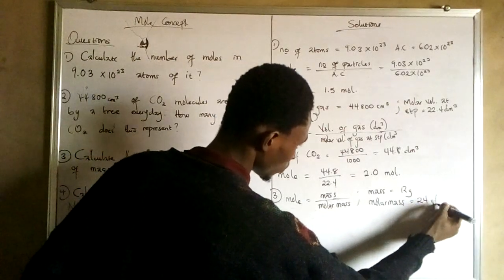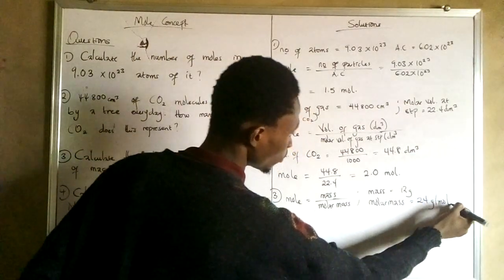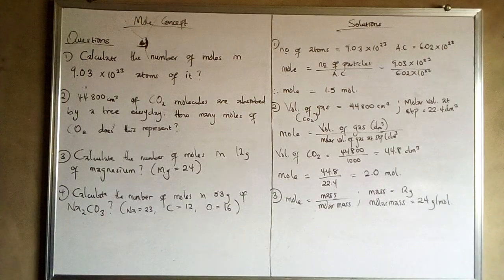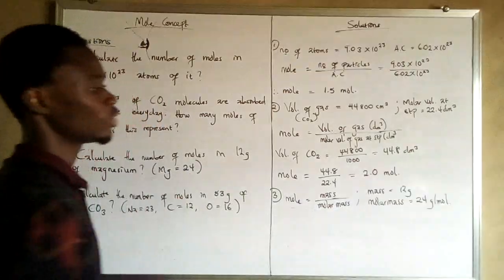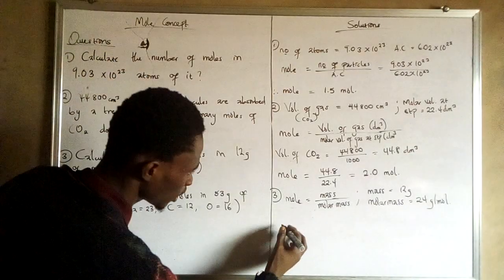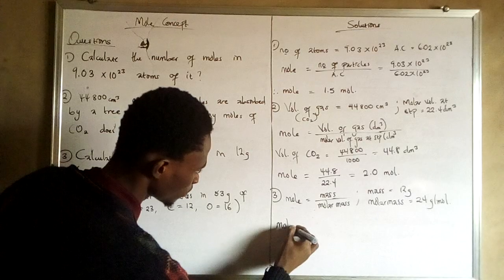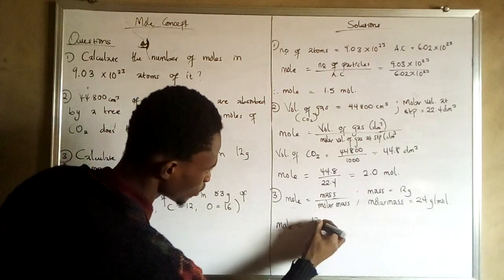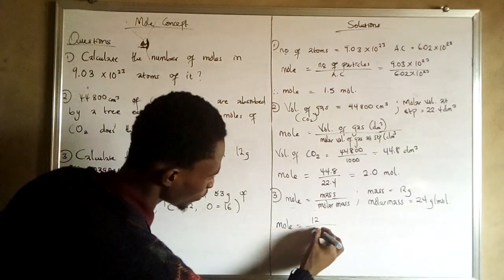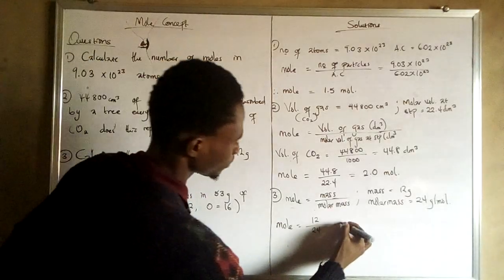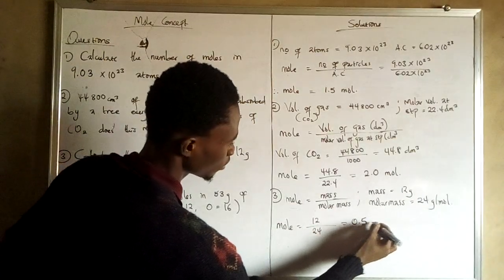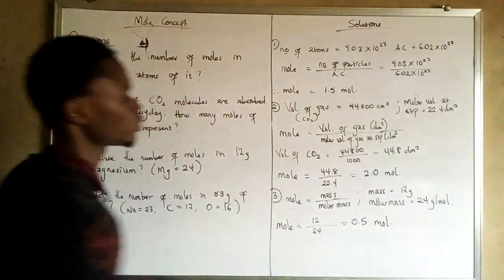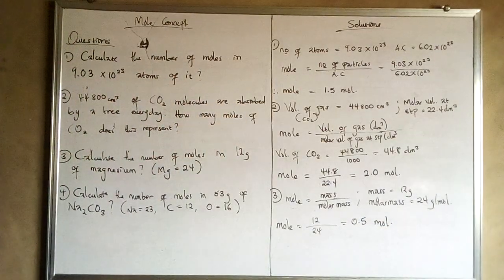24 grams per mole. That's the unit of molar mass, 24 grams per mole. This is the relative atomic mass. So when you express it in molar mass, you add the unit to it. So we come back to this. Mole is equal to the value of mass, 12, over the value of the molar mass, 24. So we say 12 over 24 is going to give us 0.5 mole. So that's the answer for the third question.